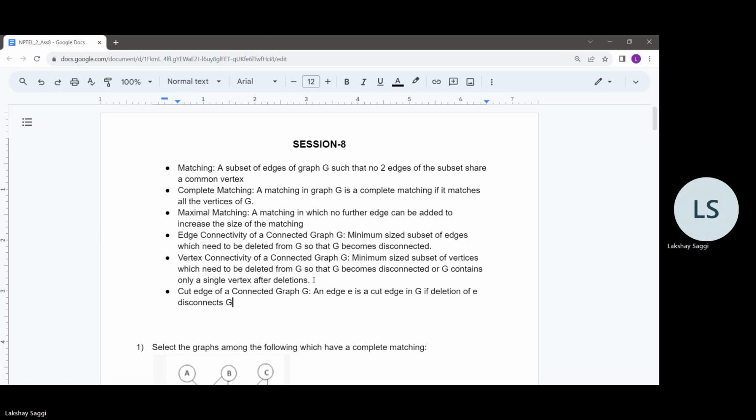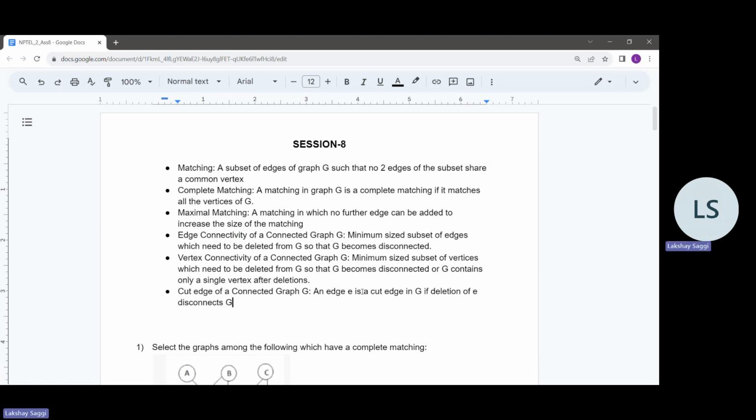So note that if there exists a cut edge in a graph, then the edge connectivity of that graph is equal to 1, because edge connectivity is nothing but the minimum size subset of edges which need to be deleted so that G becomes disconnected. We know that this should be at least 1 because G was initially connected. And if there exists a cut edge, then this value is exactly equal to 1. This cut edge need not exist for every graph, right? But in graphs where the cut edge exists, the edge connectivity is also equal to 1.